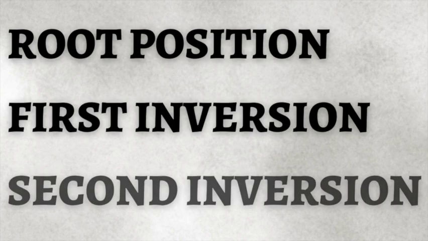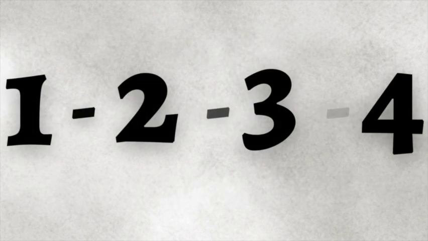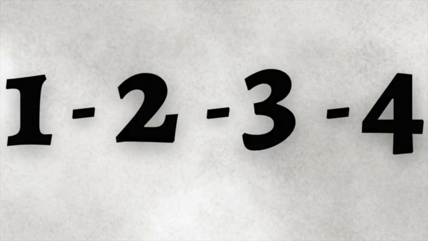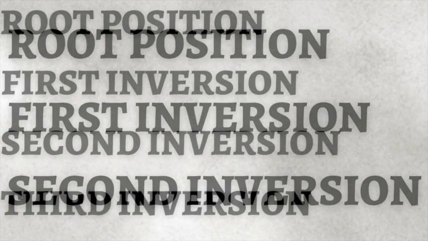If we have a 3-note chord, we have 3 different positions for that chord. It can be in root position, first inversion, or second inversion. And it follows that if we have a 4-note chord, well, there are 4 different ways that this can be positioned. We can have that in root, first inversion, second inversion, or third inversion.